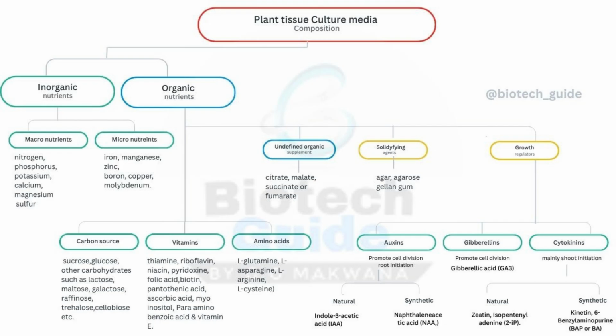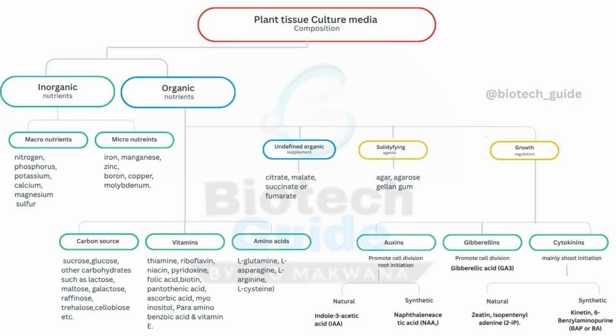Now we are going to discuss our second main topic, composition of a media or media constituents. The composition of a plant tissue culture medium can be divided into a few main categories. Let's break it down: inorganic nutrients and organic nutrients. Inorganic nutrients are basically macronutrients and micronutrients. In macro, the big players are nitrogen, phosphorus, potassium, calcium, magnesium and sulfur. And in micro, needed in tiny amounts, are iron, manganese, zinc, boron, copper and molybdenum.